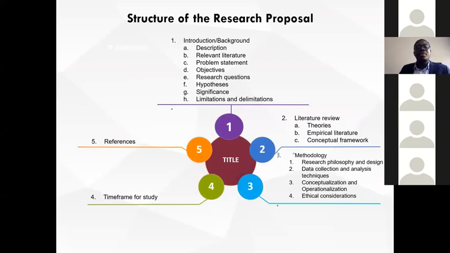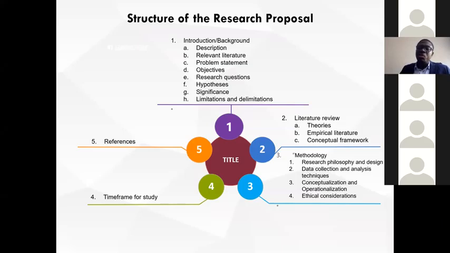So finally, this is the structure of your proposal, the key ingredients. The introduction or the background, where you have to provide a description of the topic and the variables, the relevant literature, the problem statement, objectives, your research questions, hypothesis, significance, limitations, and delimitations. Then for a proposal, we don't expect you to go deep into the literature, but at least you should outline the theories and then the subtopics that you are going to work on, as well as your conceptual framework within which you organize the entire work.